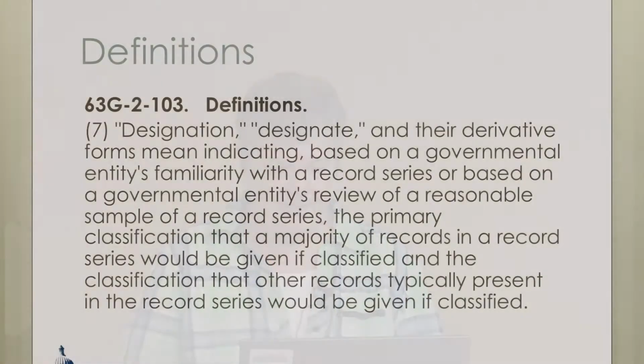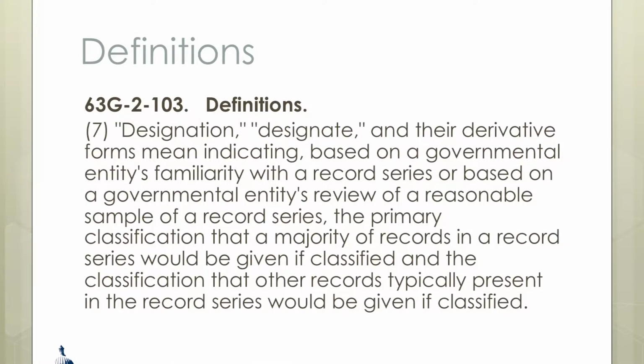And then number 7, designation. To designate, and all the derivative forms of designate, means indicating, based on your familiarity with a record series, a set of records, or a review of a sample of the records in a record series, what you might classify that record series. Does everyone understand what a record series means? Because that's another definition that we're assuming you know. A record series is a set of records that serves a function.